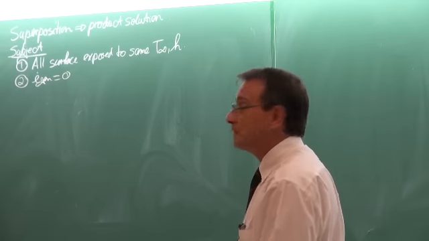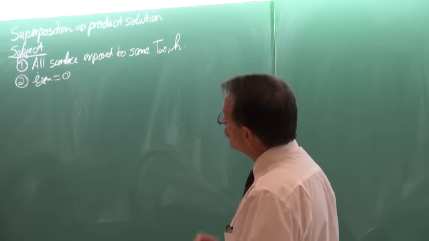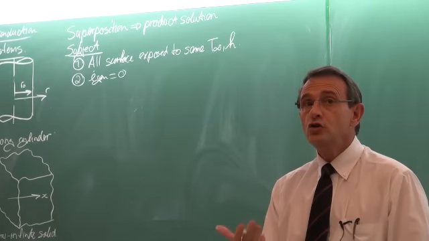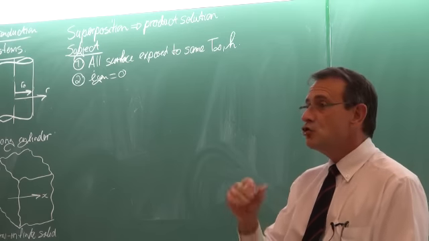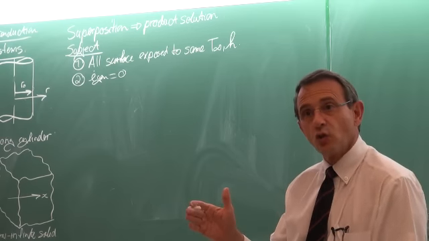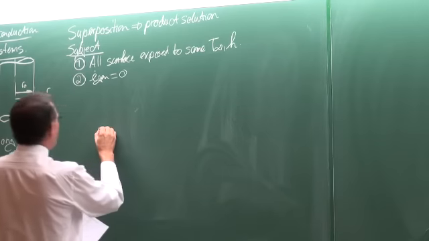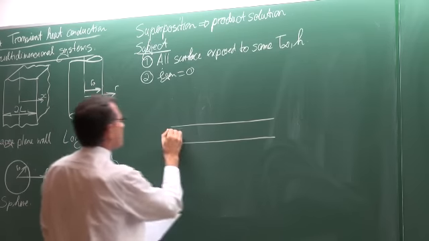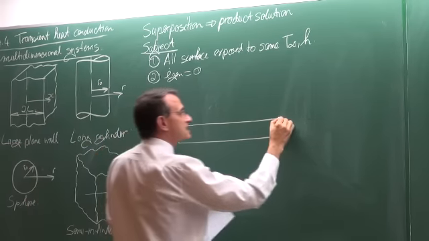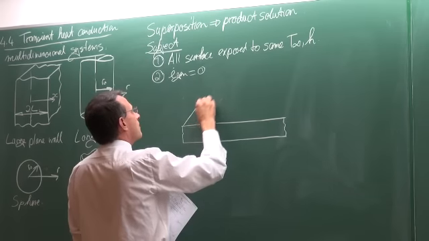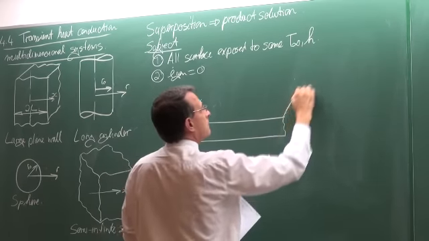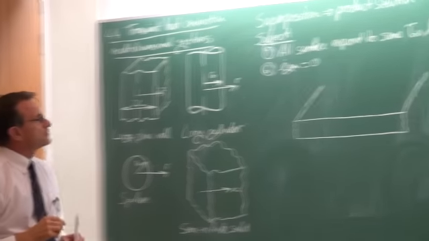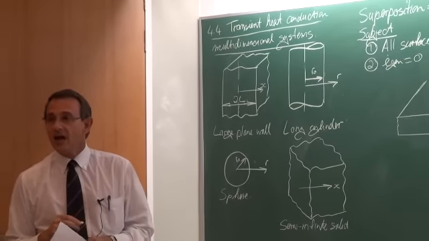So if we have those 2 requirements, then we can make use of the mathematical principle of superposition, specifically the product solution. And what we can do now is we can generate some other original geometries that we can also solve. Let's look at an example. Let's suppose we've got a plane wall, a large plane wall, which means it is infinite in this direction and in that direction. There it is like that. And we use the principle of superposition of a large plane wall and a cylinder.